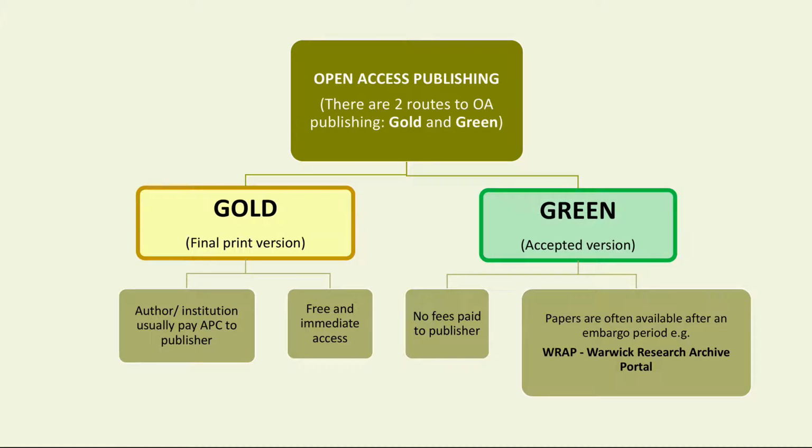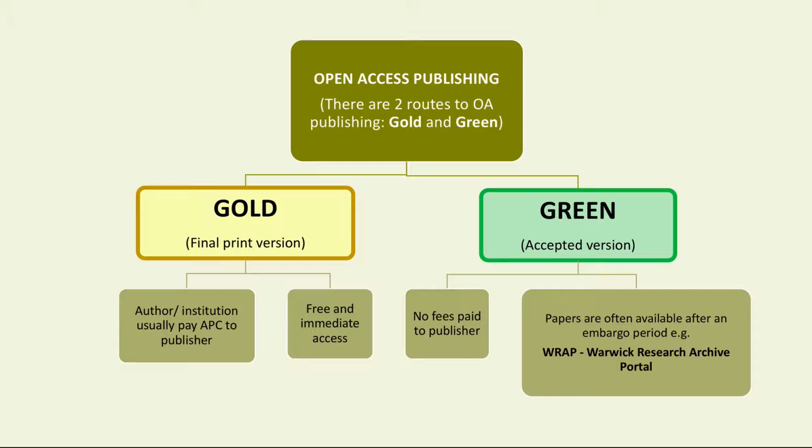There are two routes to open access, gold and green. With gold open access, the published version of the article is made freely available. This route usually involves the author or their institution paying a fee, known as an article processing charge or APC. The journal itself may be fully open access, where all articles are freely available, or it may be a subscription journal where only some of the content is open.